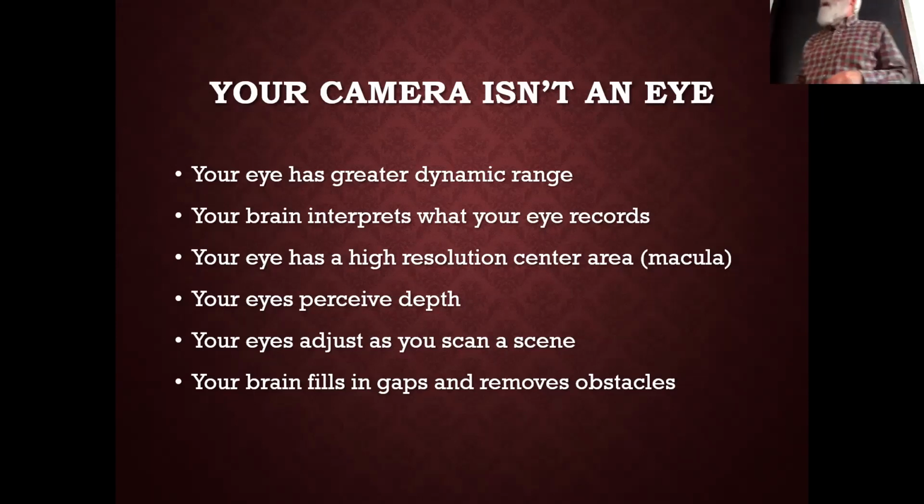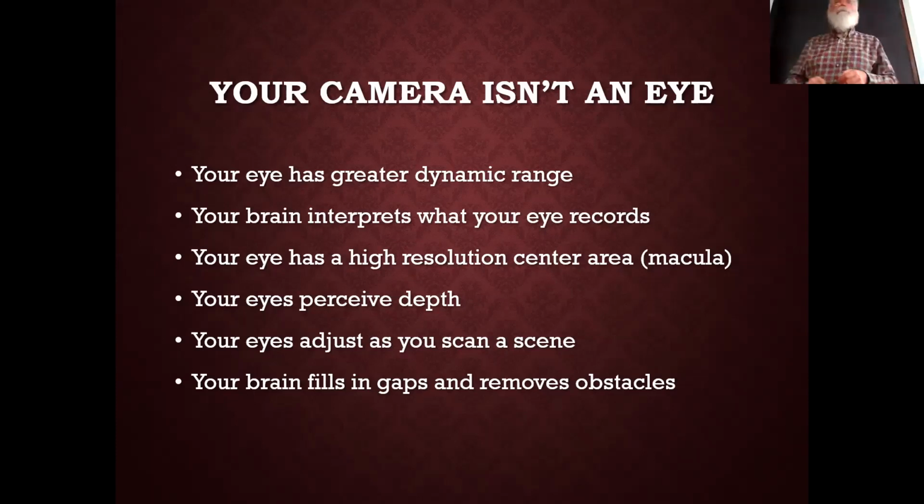Your eye also has a really high resolution center area. So if I look straight out here, I have a little area that's really well in focus. Everything out to the side is kind of blurred, but my brain can fill in as I move my head around or even move my eyeballs around. Because I have two eyes, I have depth perception, and I can see the difference in depth between things that are close to me and things that are further away.